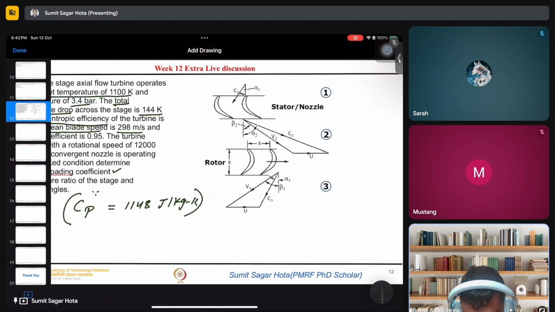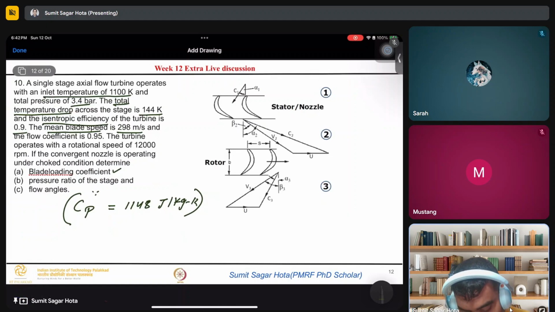So what is the next question? What is the flow angle? Okay, second bit also done. The next bit is flow angle. We need to find out the flow angles.